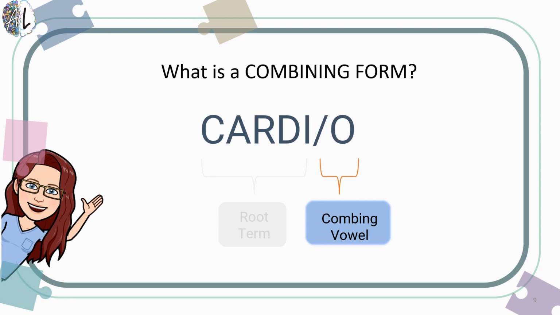That backslash and that O is referred to as the combining vowel. And again, it can be any vowel. It does not have to be an O. It can be an A, E, I, O, or U, just never the Y. And it's most commonly the O as that combining vowel. And so those two portions together are known as the combining form. So we are talking about this root and this combining form for this unit.